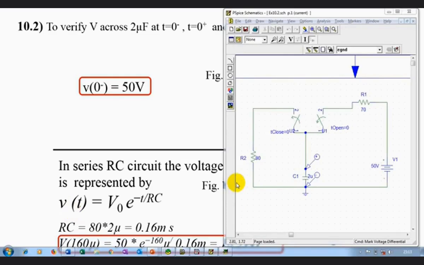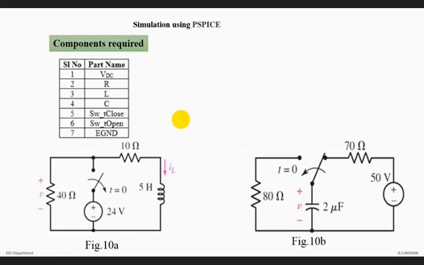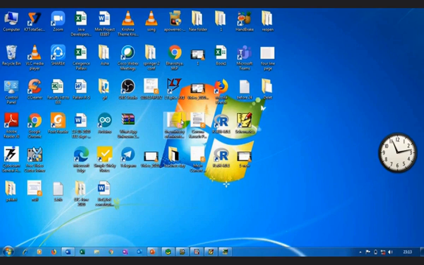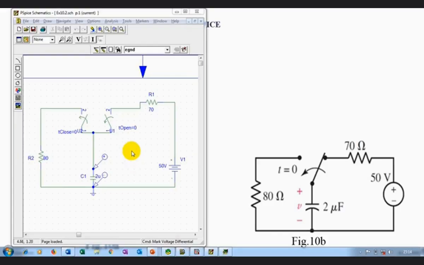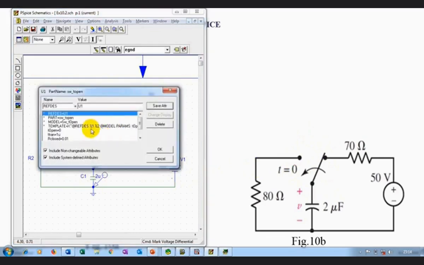I have connected the circuit diagram, but we know that we need two switches here. So let's see the components required. The components required are the same as what we did for figure A, but we require two switches. We do not have one switch which shifts to the other side automatically, right? So because of that we take two switches here. You can see here, as this switch opens, at the same time the other switch closes, right? This is done to match the circuit diagram as shown.